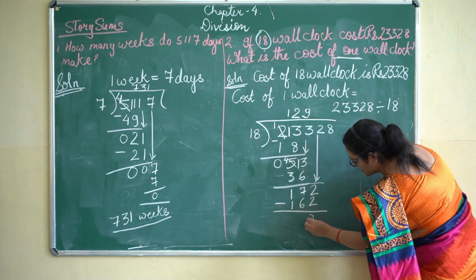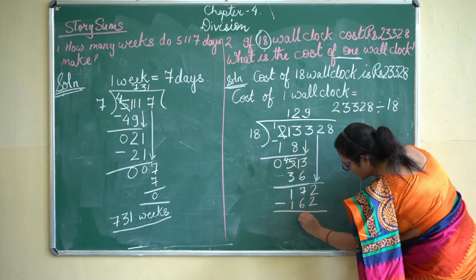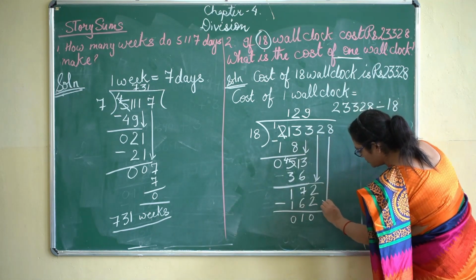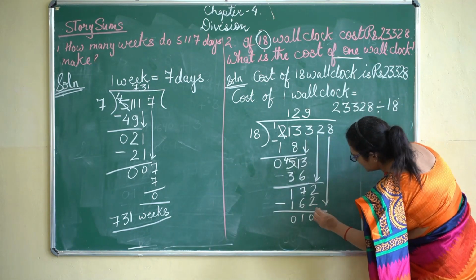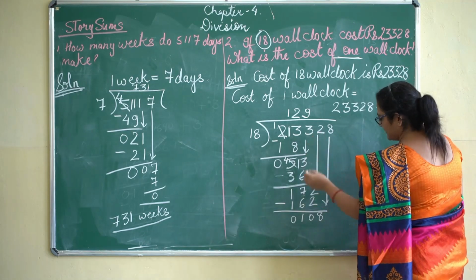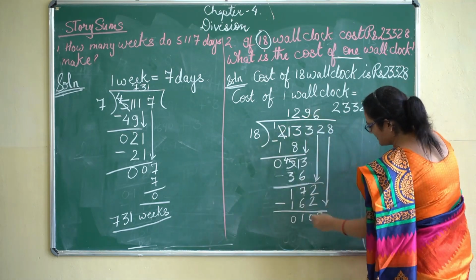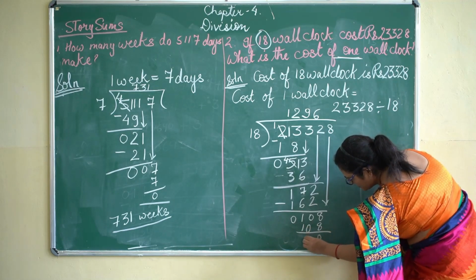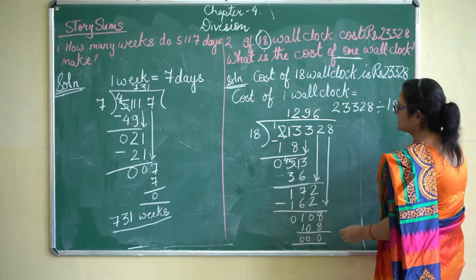Subtract: 2 minus 2 is 0, 10 minus 6 is 4, 1 minus 1 is 0. Now bring the next number down, 8. In the table of 18, when does 108 come? 6 times: 18 sixes are 108. Subtract, 0. Write the answer.